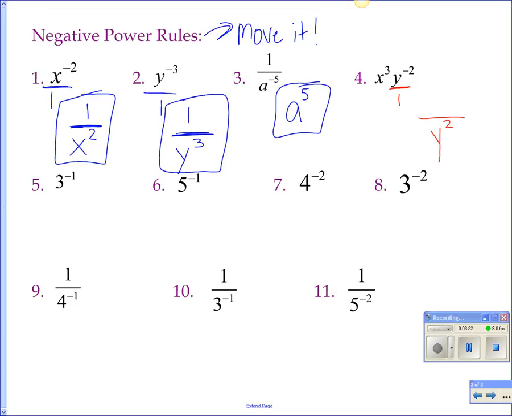Why is it positive 2? Because I've switched it. I moved it. So that makes it positive. Where do you think the x goes in my answer? It stays on the top because it was already positive. Don't mess with something that's positive. If things are good, leave them be. Okay. These next examples, do they have variables with them?